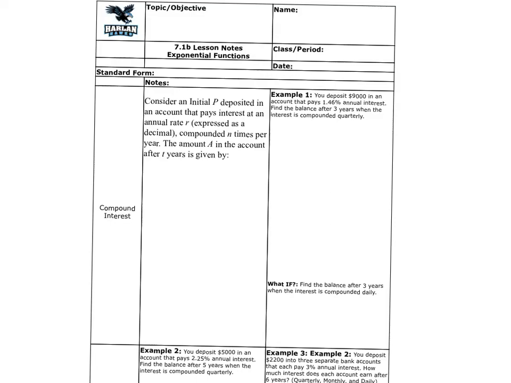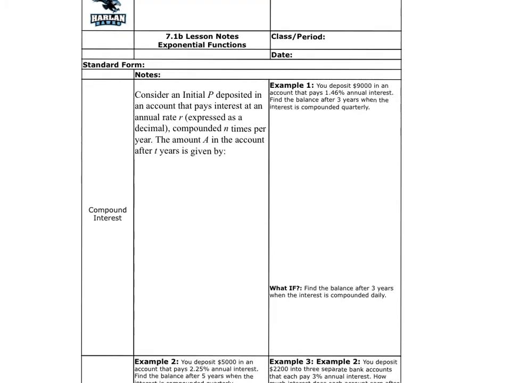Alrighty guys, so we're going to be talking about the last bit of notes for the growth and decay. What we're going to be talking about now is compound interest, okay? Looking at compound interest, we're going to consider an initial deposit P in an account that pays interest at an annual rate R, okay? And then it's going to be compounded n times per year.